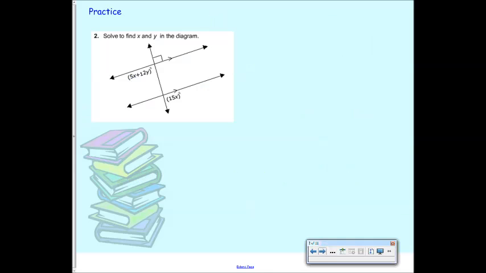All right. So at your boards, try this one. You'll notice it's very similar to the one that we just did.